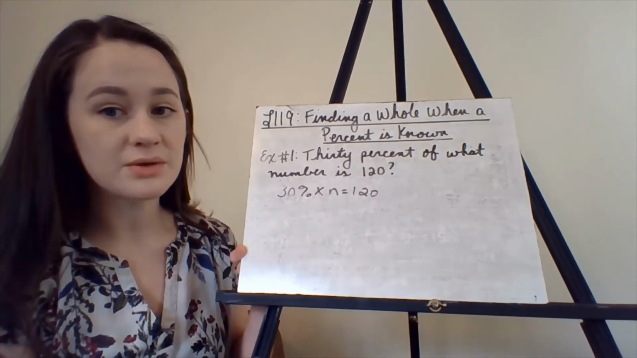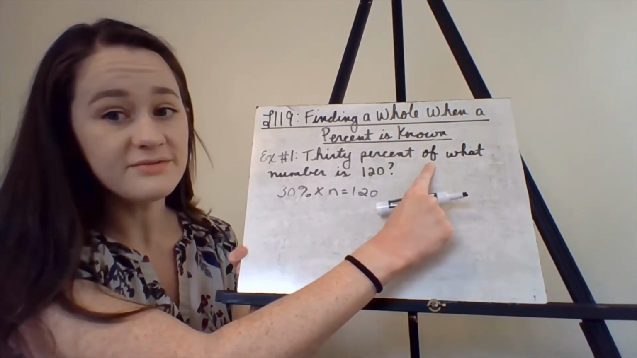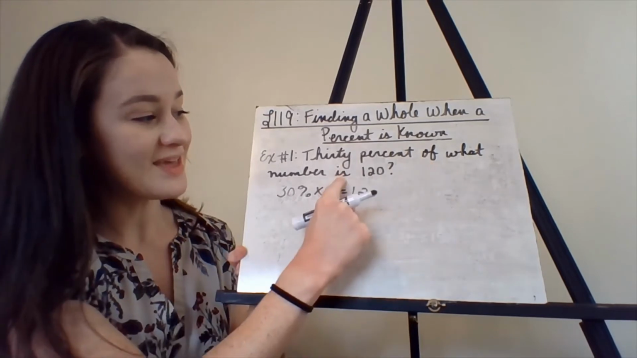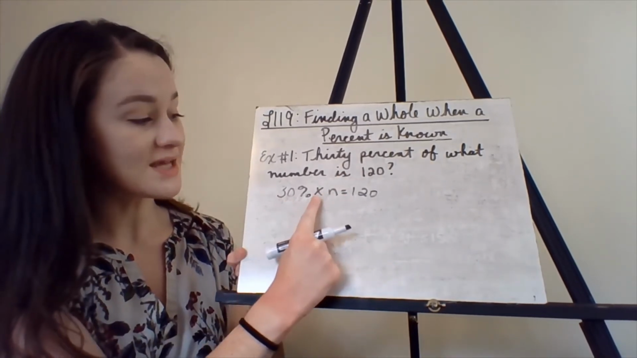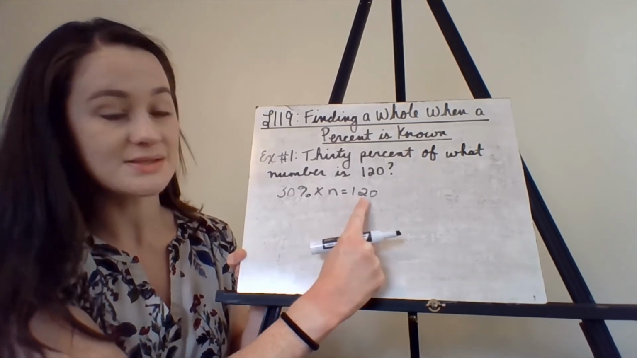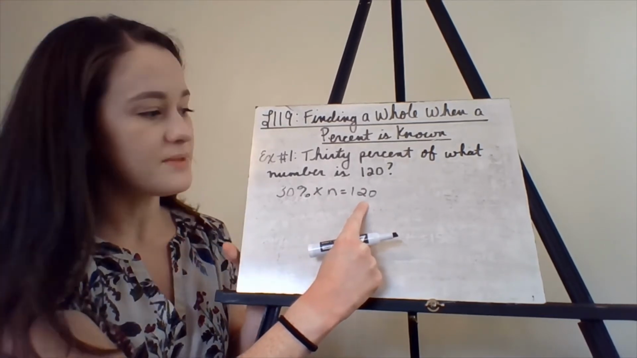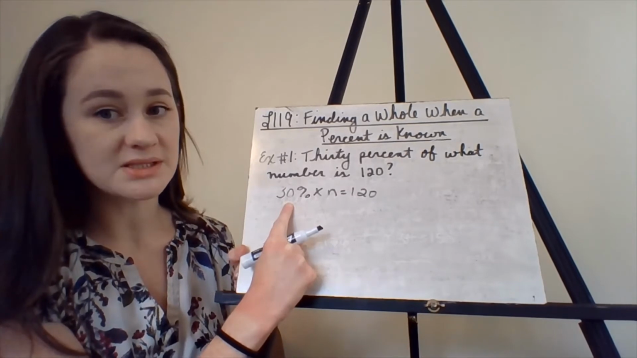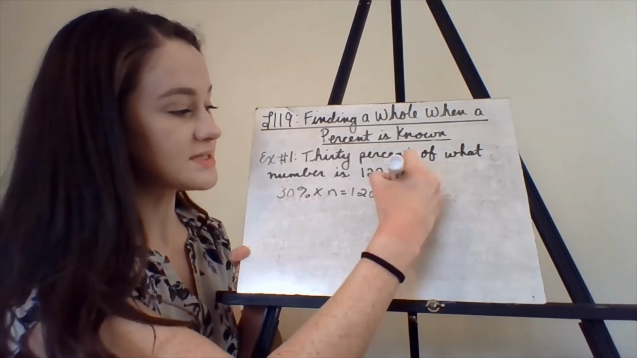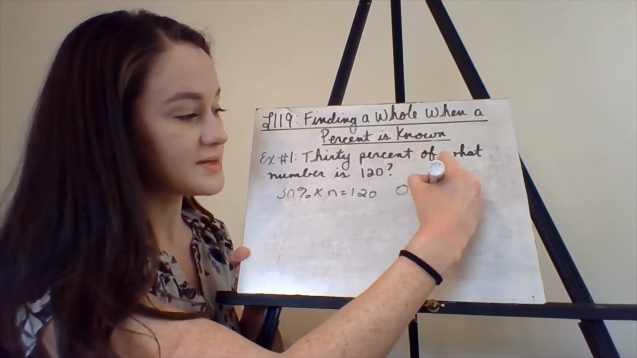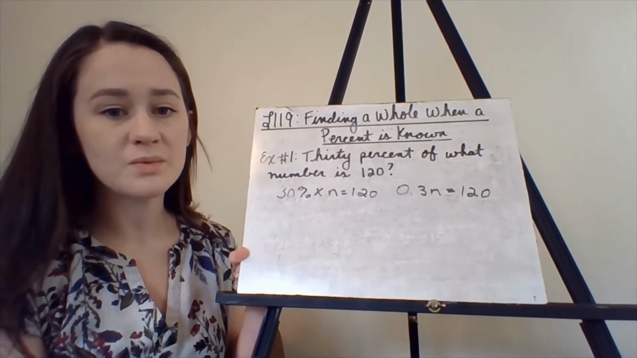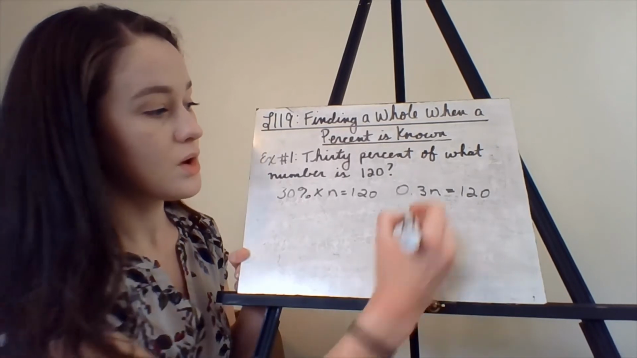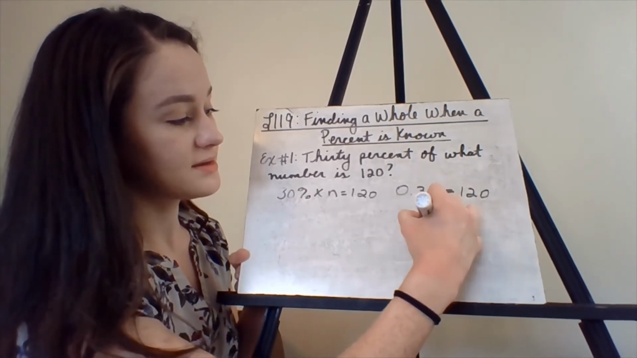So some keywords that you're looking for are the "of," that tells you you're multiplying, and the "is" tells you that you have an equal sign. So 30% of what number is 120. From here, we can convert our 30% to a decimal, just like we did before. So then we have 3/10 times n equals 120, and we'll solve it exactly the same way with 120 divided by 3/10.